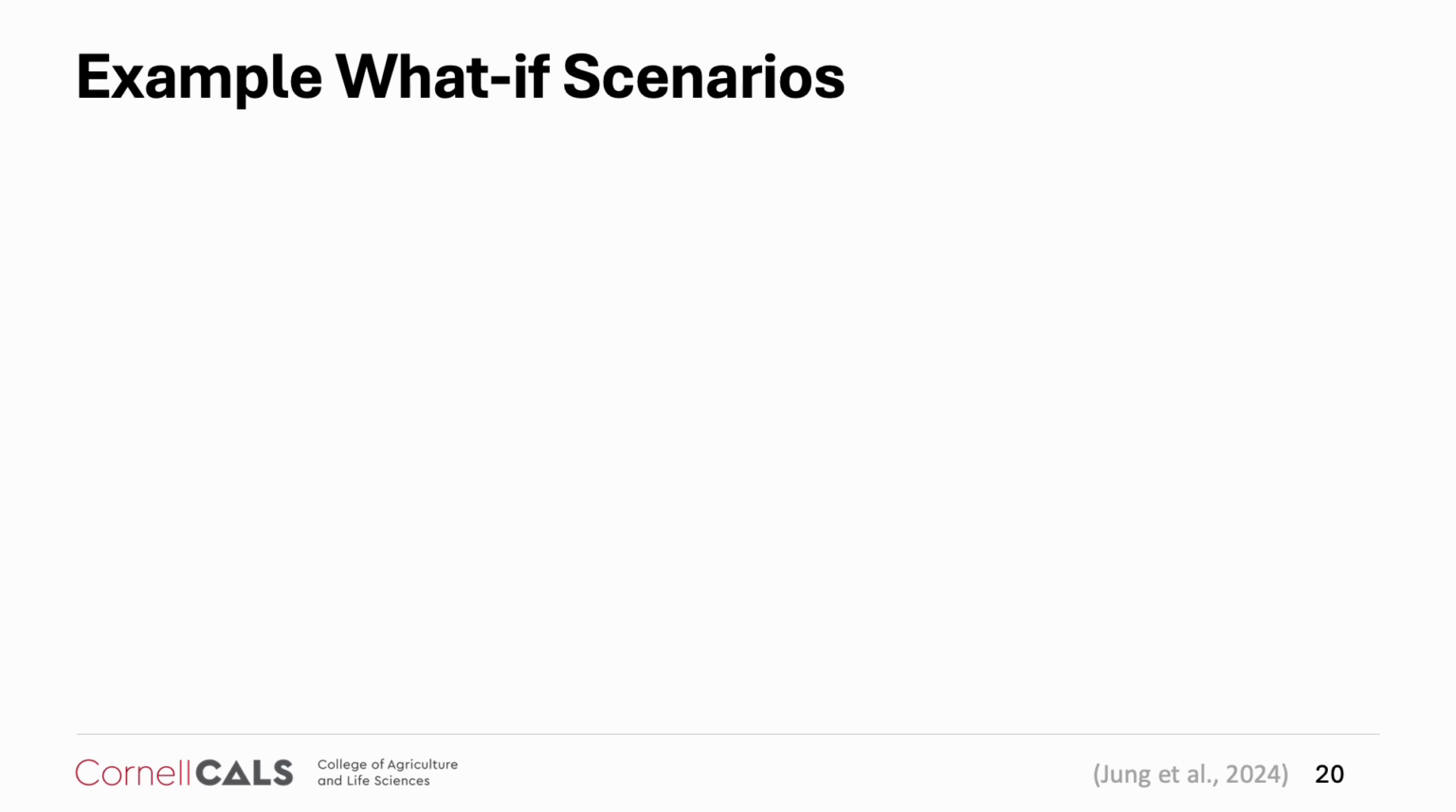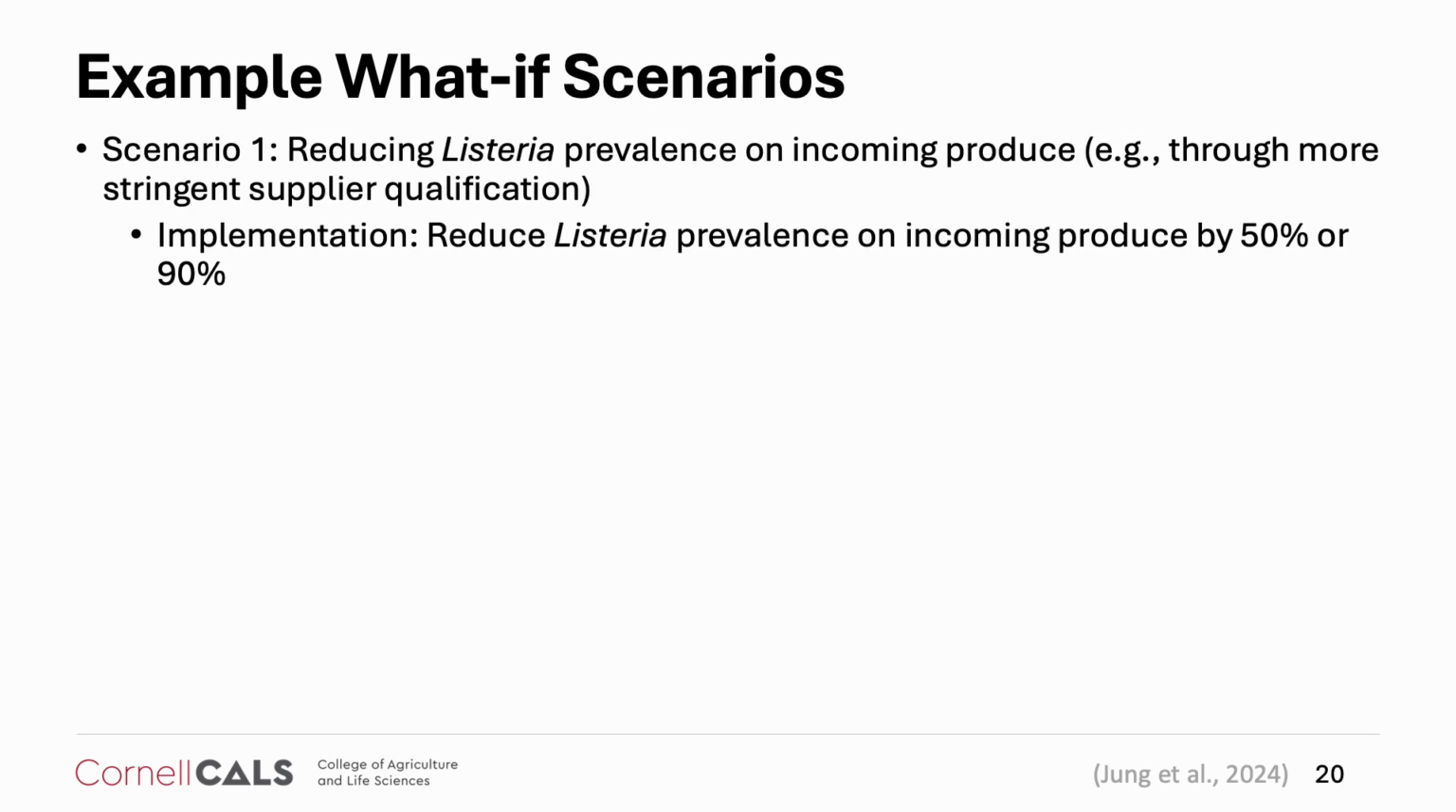The first what-if scenario that was tested was reducing Listeria prevalence on incoming produce. In reality, this could be done through a more stringent supplier qualification. To implement this scenario in the model, the initial distribution of Listeria on incoming produce was reduced by 50% and 90% to see the effect on overall Listeria prevalence and concentration in the retail store.